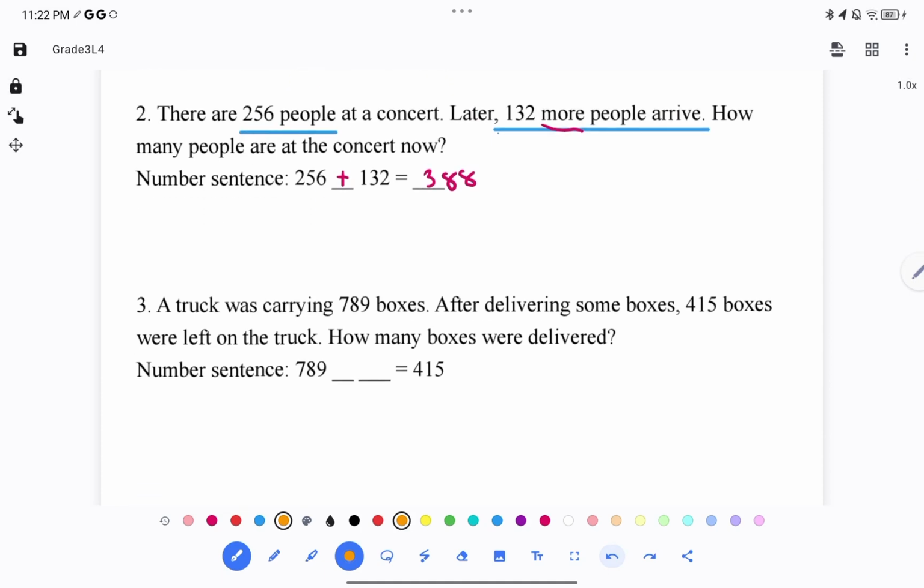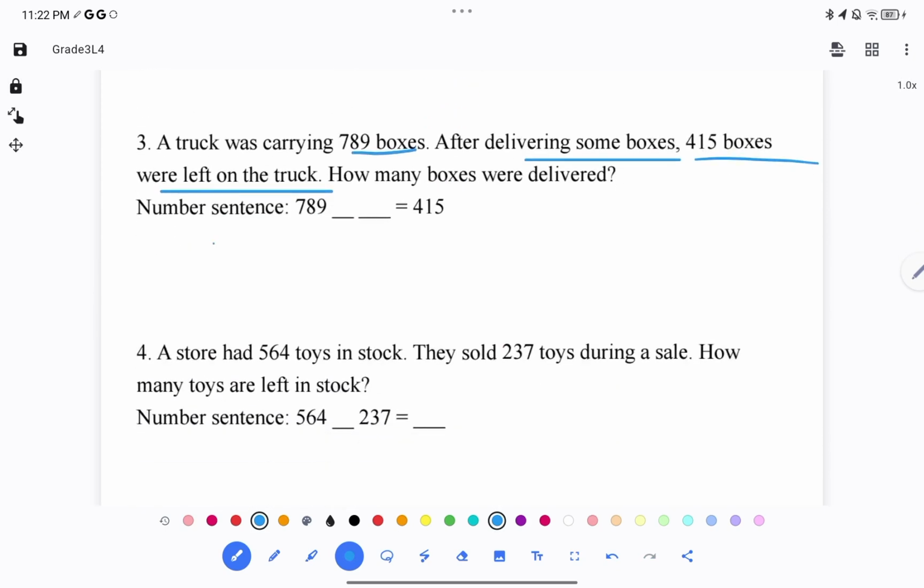a larger number of people than we originally started with. Alright, a truck was carrying 789 boxes. After delivering some number of boxes, 415 boxes were left over. Alright, so we can infer that since some boxes are left, that's going to be a minus, and we can subtract the original number minus the remaining to find the difference.